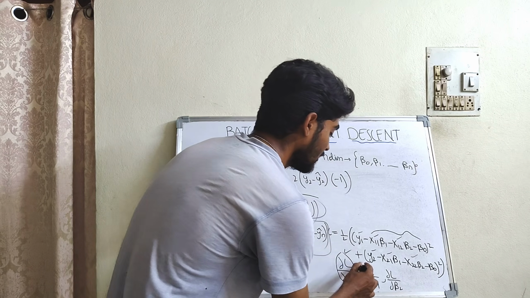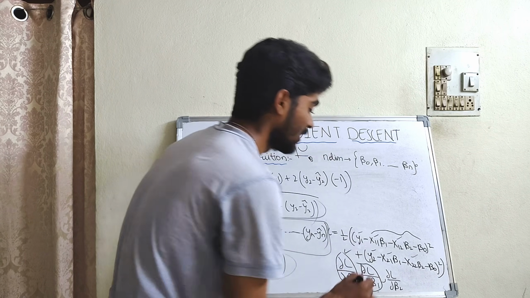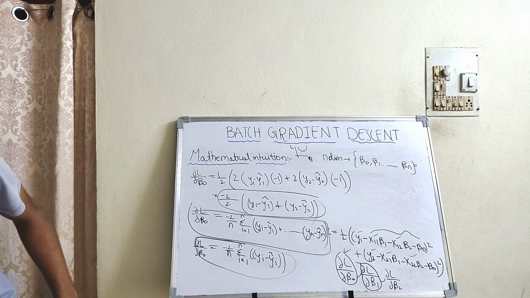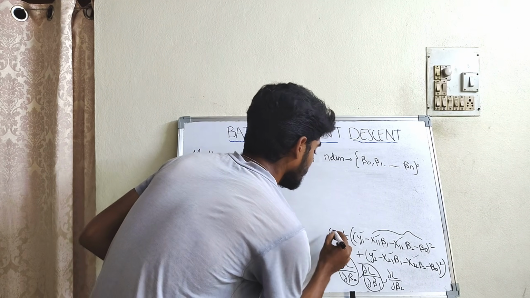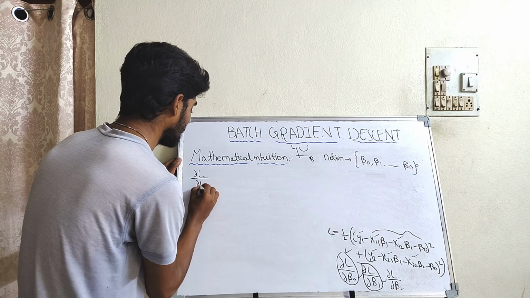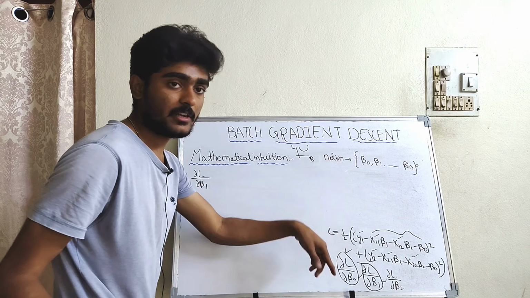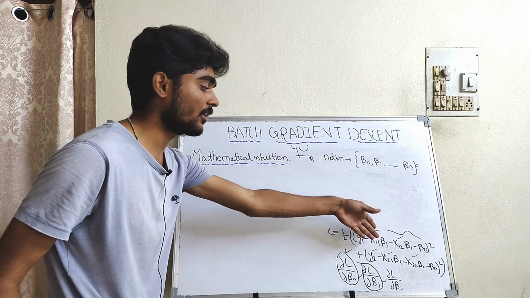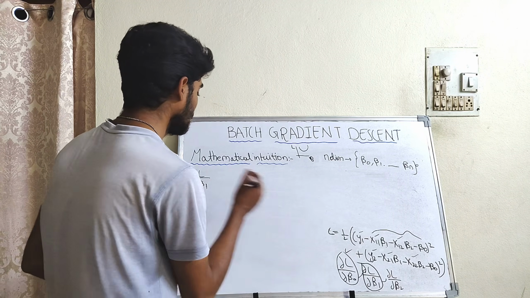Now we need to determine del L by del beta 1. Yes, this is my loss. Now let us determine del L by del beta 1. Now I am differentiating with respect to beta 1. Previously I differentiated with respect to beta naught.